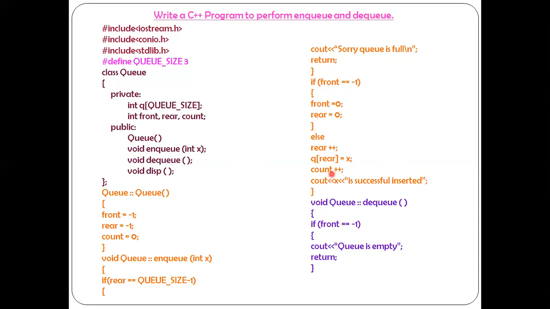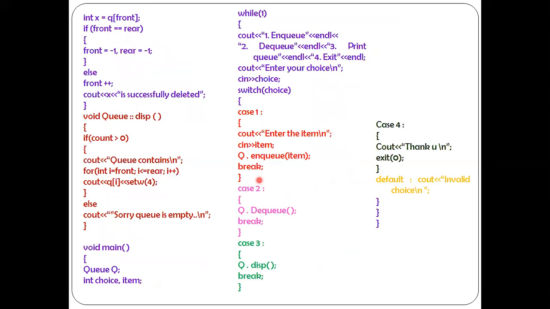Count gets increased by plus 1. Last time it was 1 and this time it is 2. Then cout stream insertion x. x means 20. 20 is successfully inserted. The close flower bracket indicates the end of the enqueue member function. Again it comes back to case 1. After this we'll encounter break. The break statement is used to halt the execution there itself. It won't allow us to go to the rest of the cases in a switch statement.